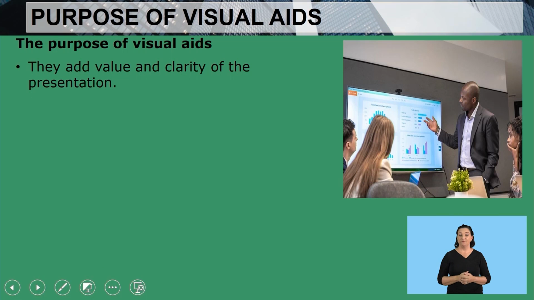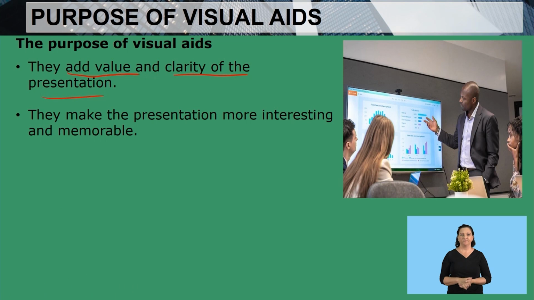Why the visual aids? This is something that we should have started with actually. But now, since you understand the types of visual aids, what is the whole purpose? Number one, they add value and clarity to the presentation. Imagine you don't understand when I tell you that 45% is taken to this department, and you don't understand what we mean by 45%. When we do a pie chart, you actually see that it means the majority of the total budget is allocated to that department. So you are visualizing the whole thing. They add value and clarity.